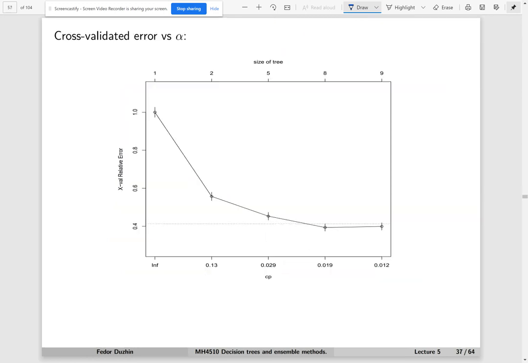Now we can prune it, right? So this is the cross-validated error versus alpha. Remember that when we prune a tree, we have the residual sum of squares plus this regularization term, which is alpha times the number of terminal nodes.